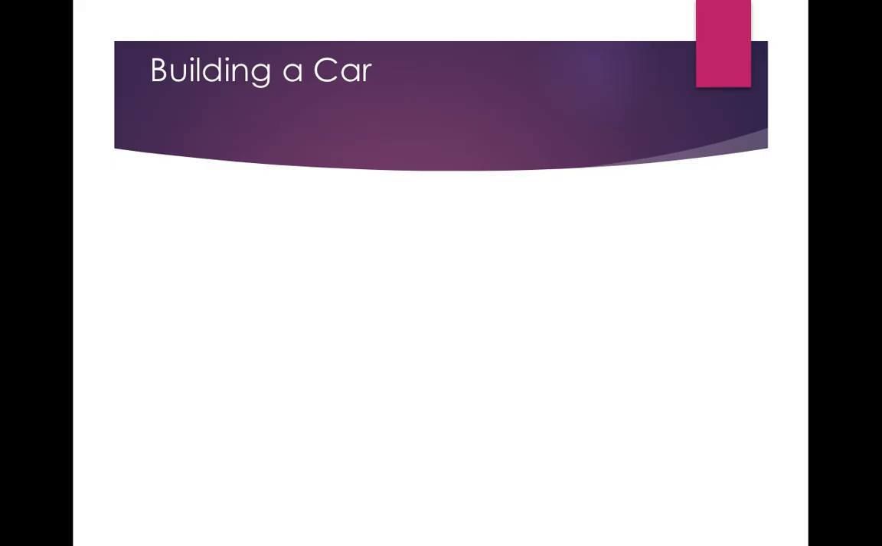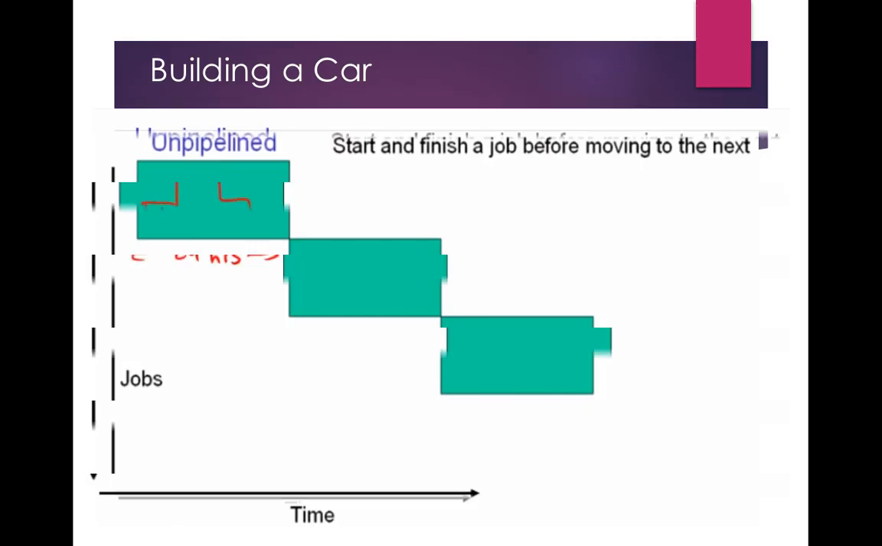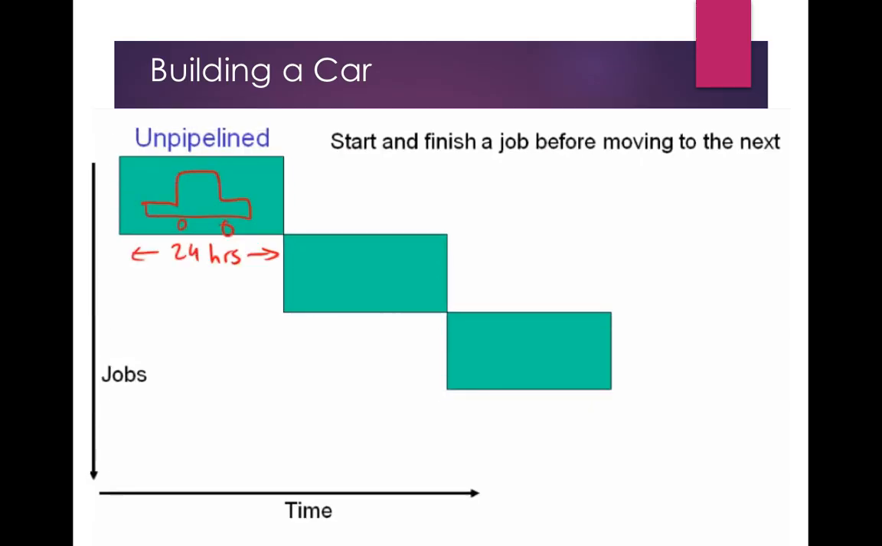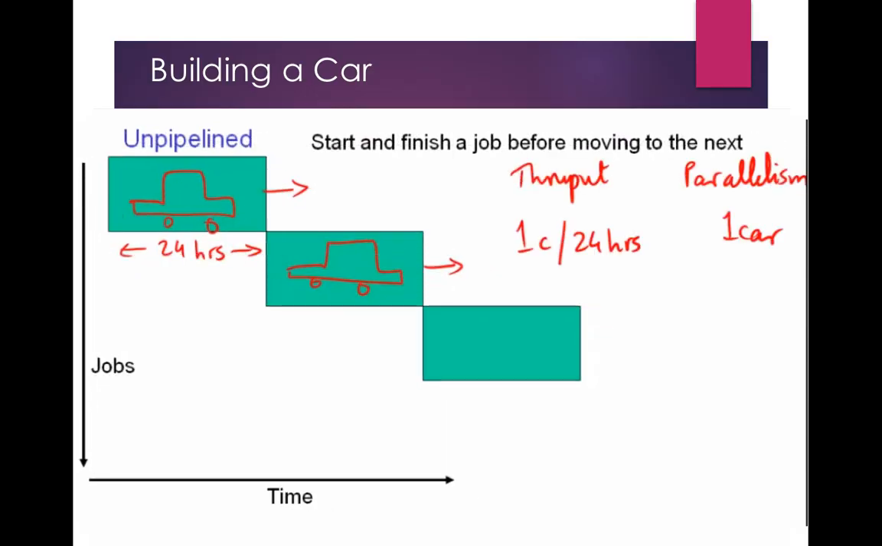So, what is pipelining? I want to take a case study of building a car when it is unpipelined. A series of jobs, that is, we are going to manufacture a car. It takes 24 hours to manufacture a car. When it is sequential execution, how are we going to differentiate it from pipelining? If it is unpipelined, it takes 24 hours to manufacture a single car, and after that we go for the next 24 hours for the next car. So when we calculate the throughput, it is one car per 24 hours.